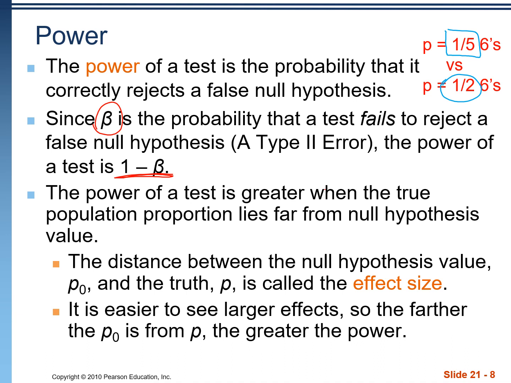Maybe it's 1/5 instead of 1/6. So this is called the effect size. The larger the effect size, the larger it is from our null hypothesis value of p equals 1/6. The easier it is to spot, the higher the power is.